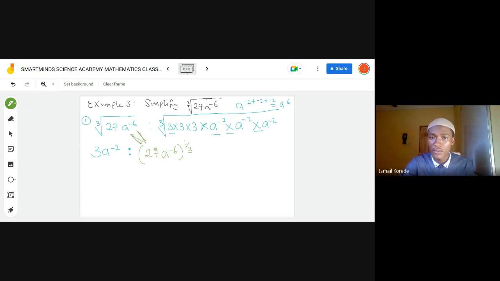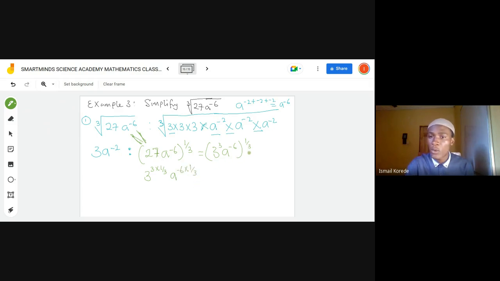Because this 1 over 3 still signifies root, I can express 27 in its index form. So I'm going to have 3 raised to power 3, a raised to power minus 6, all in the bracket raised to power 1 over 3. So I'm going to share 1 over 3 for 3, as well as a raised to power negative 6. So I'm going to have 3 raised to power 3 times 1 over 3, then a raised to power minus 6 times 1 over 3.